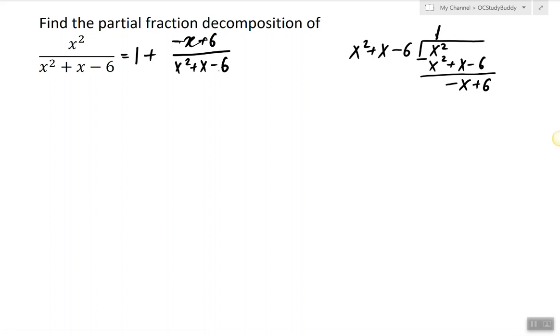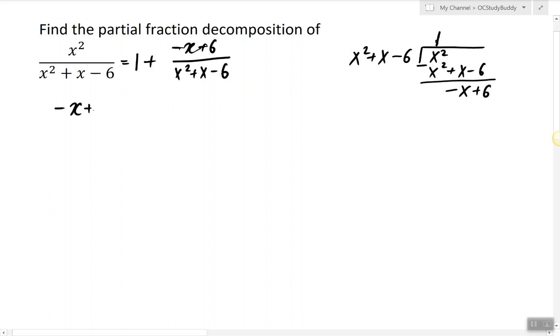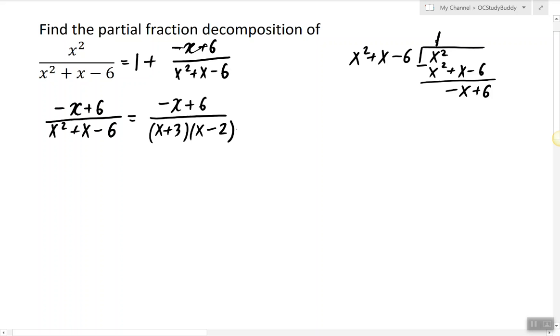Now to decompose this fraction, we have to factor the denominator, and if possible, reduce this fraction and make it look simpler. So factoring the denominator gives us the following. We notice there are no common factors between the numerator and the denominator, so we cannot reduce this, but we can now start decomposing the function.